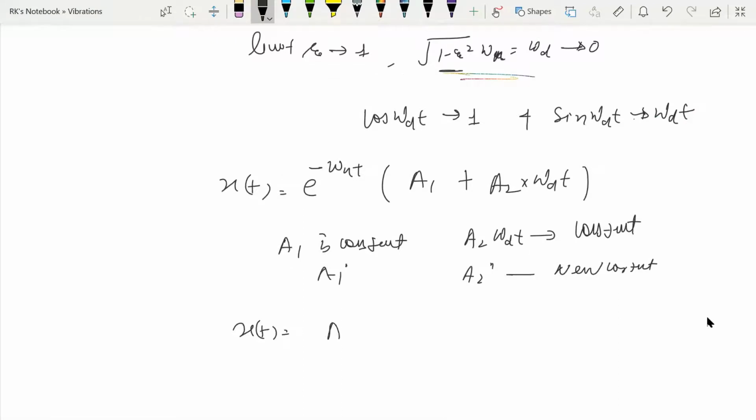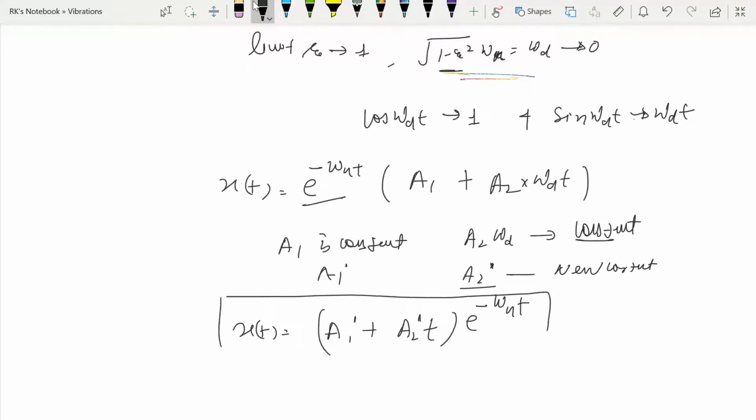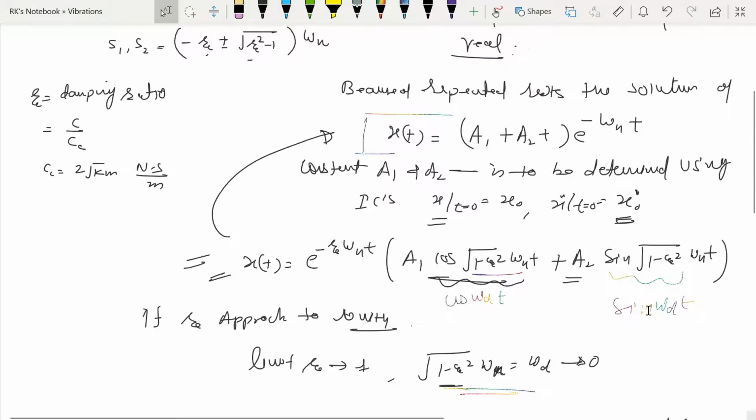So this solution now can be represented as x(t) equals a1 prime plus a2, sorry, this is omega a2 multiplied by omega t, because t is not constant. So this a2 multiplied by omega d is a new constant, a2 prime. So this becomes a2 prime multiplied by t, and this factor is e raised to power minus omega n t. So this is the solution for the critically damped system. This solution is identical to this one, right?